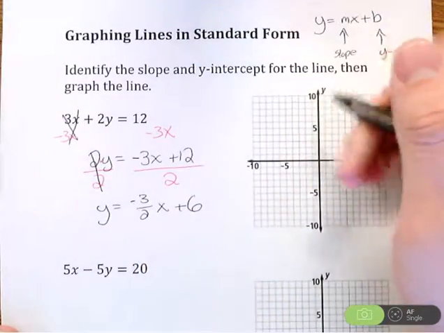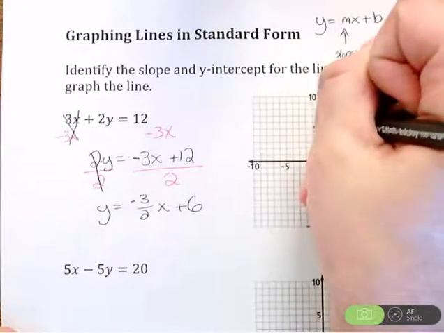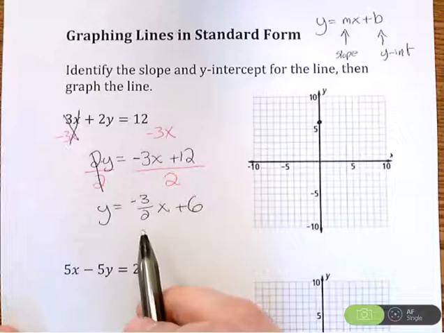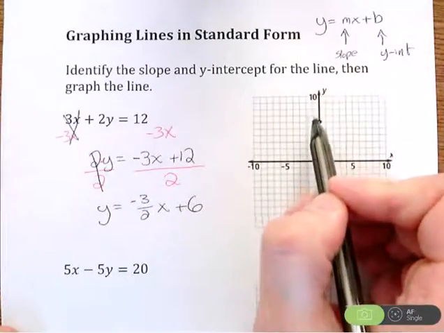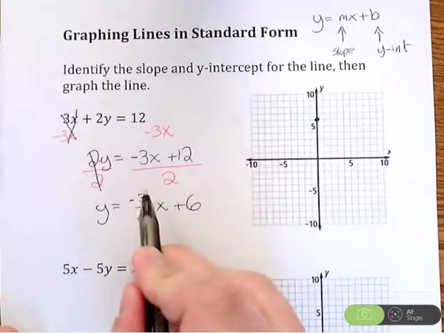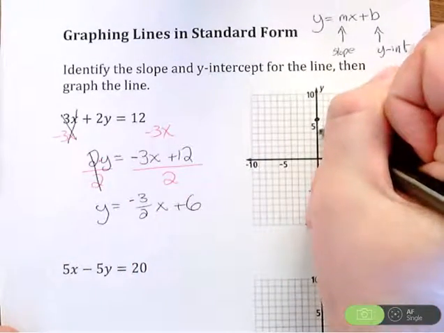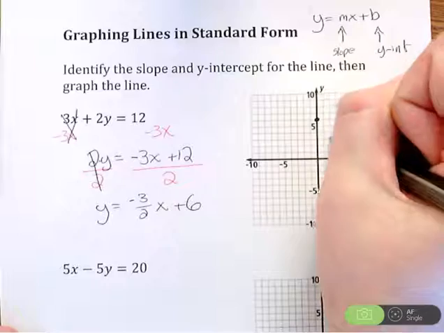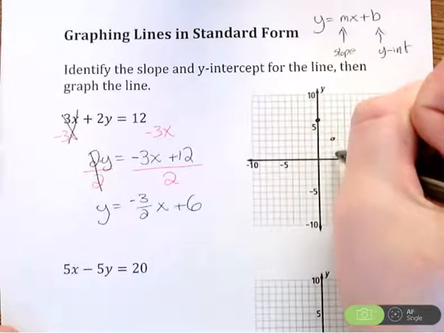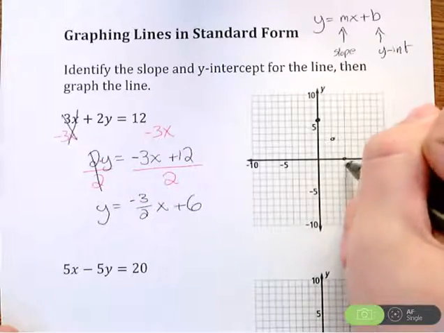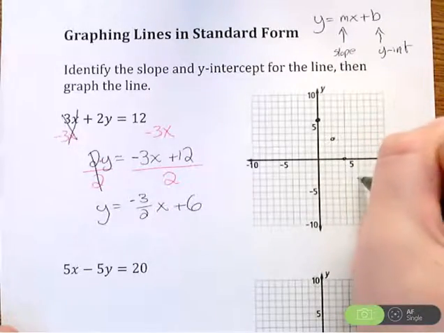So I'm going to go to the y-axis all the way up to 6 and put a point. My slope is negative 3 over 2. Because it's negative, I'm going to be going down. So I need to go down 3 and to the right 2. So down 3, 1, 2, 3, right 2. Down 3, 1, 2, 3, right 2.